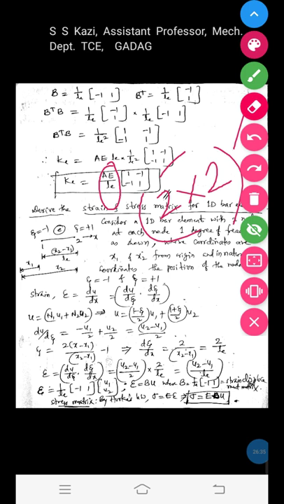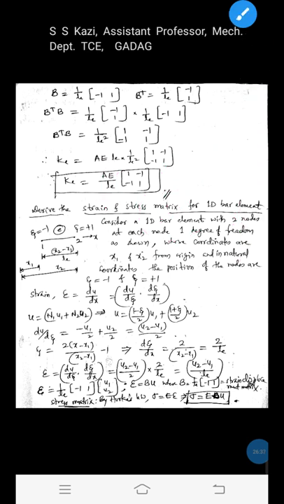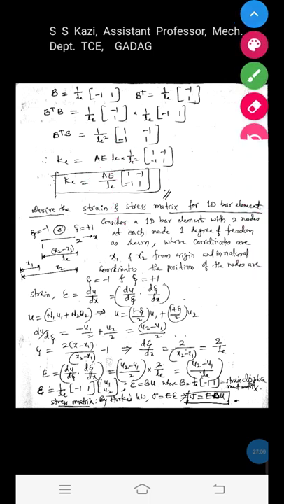Okay, now what is the information for the element? Where A is the cross-sectional area of the element, E is the Young's modulus of the material of the element, and LE is the length of the element. By using this formula, we can generate the stiffness matrices for all the elements of a bar problem. Then we can assemble those matrices to get the global stiffness matrix and so on.